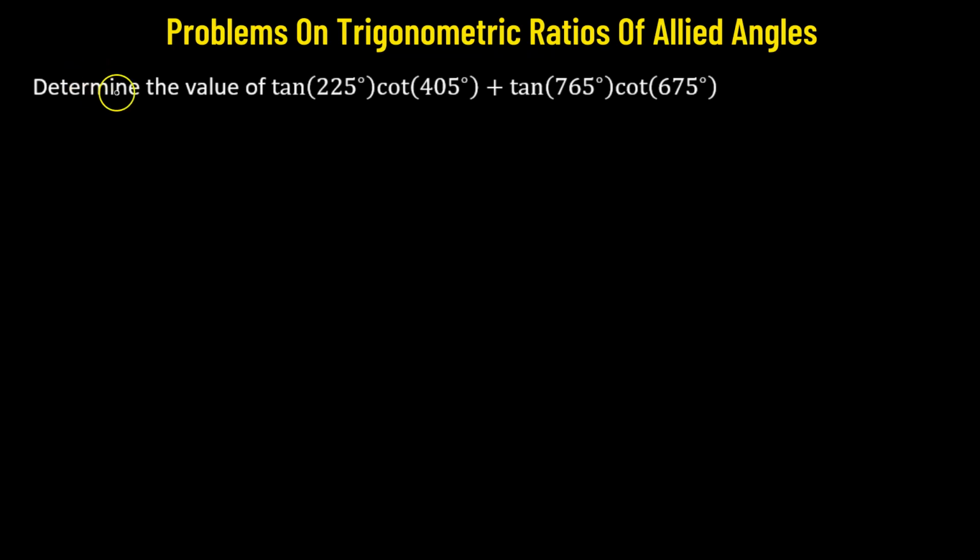We need to find out the value of the given trig expression. So let us begin. First, we'll try to find out the value of the individual ratios. We'll start with tangent of 225 degrees.